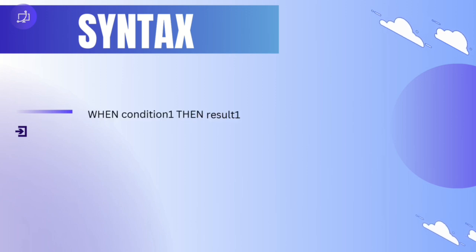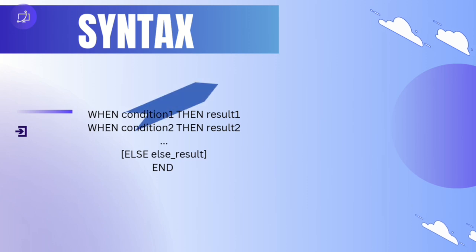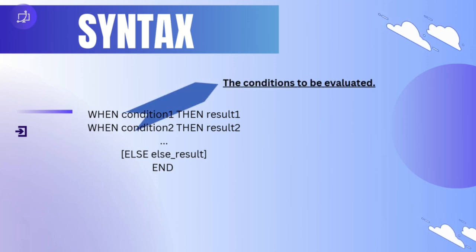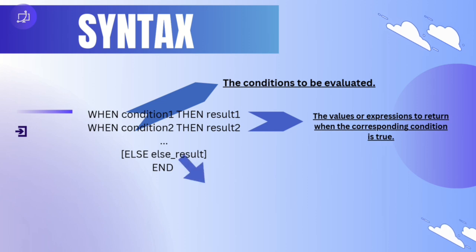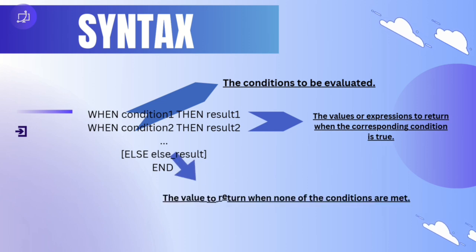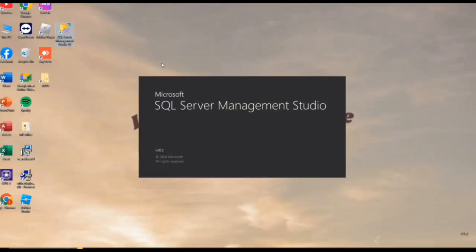So this is the example syntax of SQL CASE. The condition is to be evaluated. The result is the value or expression to return when the corresponding condition is true. ELSE result is the value to return when none of the conditions are met. Reminder, this is optional. So now let's proceed to the tutorial.